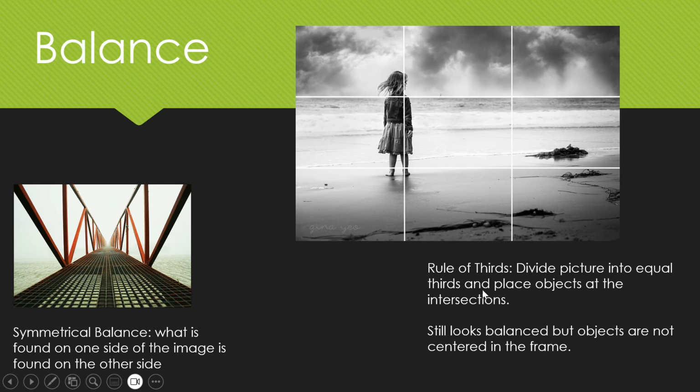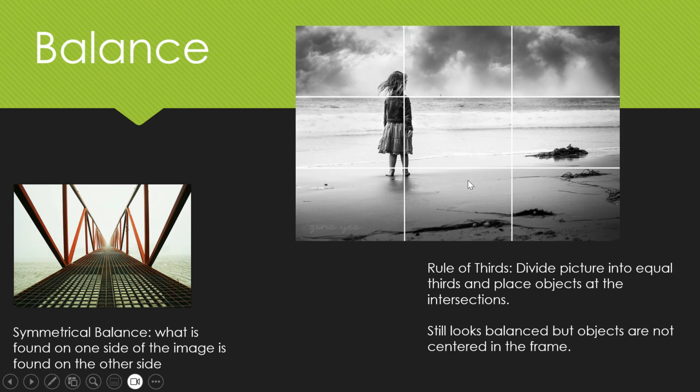Rule of thirds is a little bit different, but it is balance. And what you're going to do is you want to think about breaking your picture into almost like a grid. You want to break it into equal thirds, and you want to place your object or your subject on either the left-hand side line or the right-hand side line. Your objects are still going to feel balanced because even though there's more space over here, there's a good amount of space over here that's going to keep it feeling balanced.